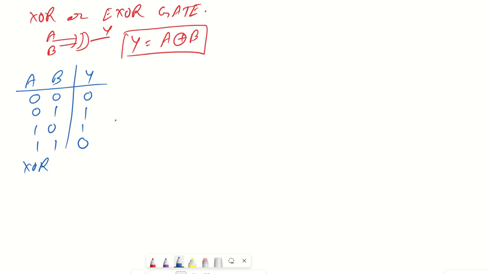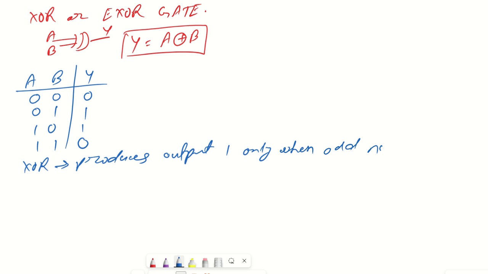It means you can also write down a definition. My XOR gate produces output 1 only when an odd number of inputs are ones. You can see the number of ones here is 1, so it is giving you 1. Here too the number is 1, so it gives 1. The number of ones here is 2, so it is giving you 0. The number of ones here is 0, which is also an even number, so that's the reason the output is 0.